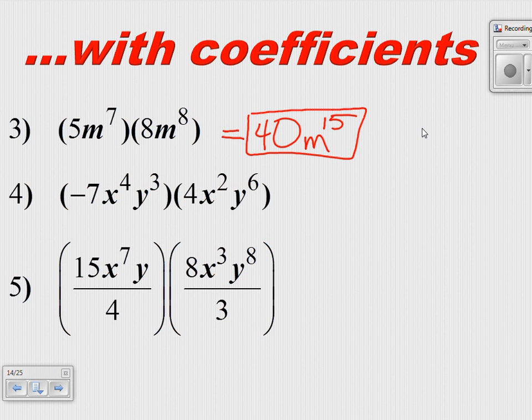For number 4, very, very similar. Multiply coefficients, add your exponents. Therefore, the answer for number 4 would be negative 28x to the 6th y to the 9th.